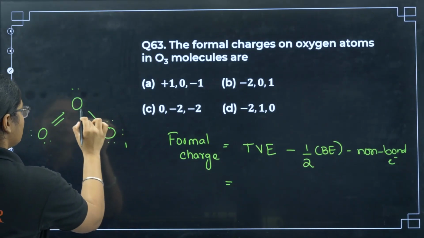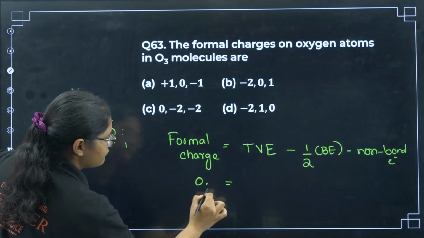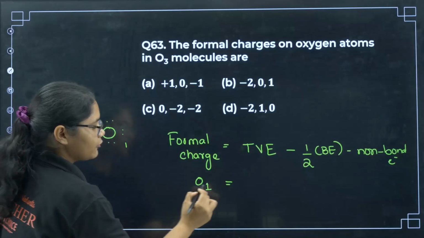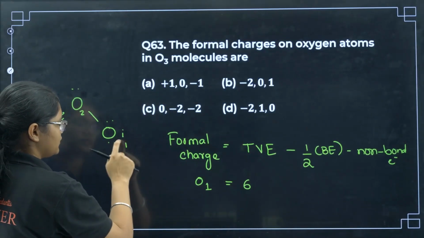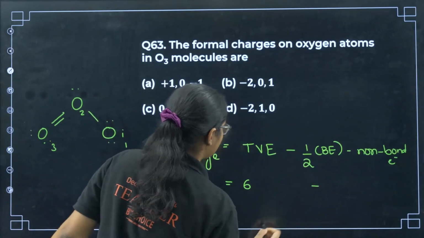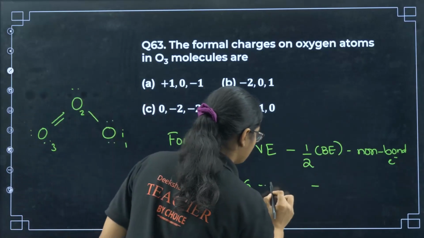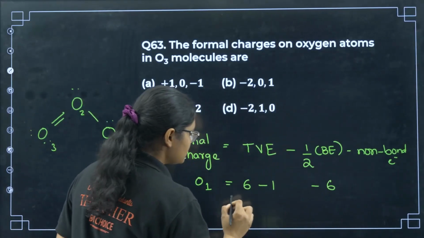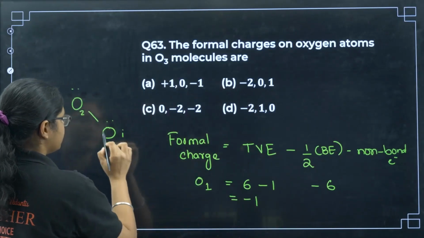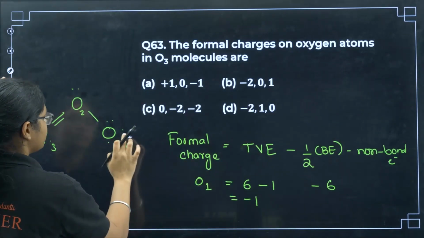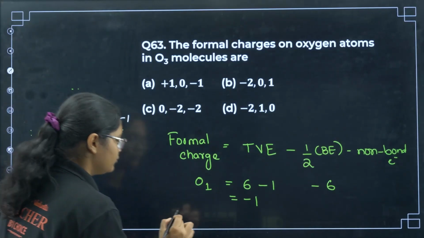So let me label them O1, O2, and O3. Now what is the formal charge of O1 if I want to calculate for O1? What is the total valence electron for oxygen? It is always 6, minus the non-bonding electrons, 1, 2, 3, 4, 5, 6, and how many bonding electrons are there? 2, right? 2 by 2, that means 1. So 1 minus 6, I will get the total charge as minus 1. So this first oxygen formal charge will be minus 1. Okay, now let's calculate for O2.